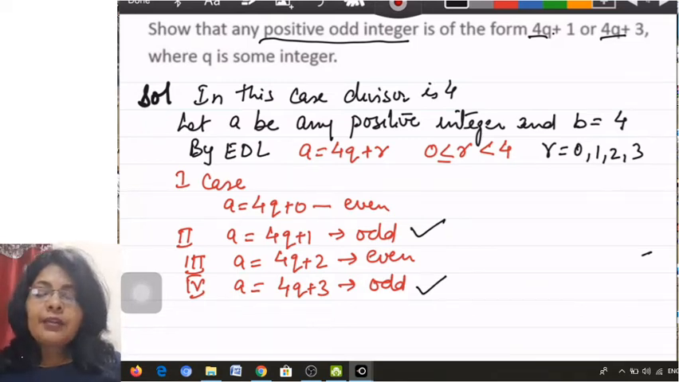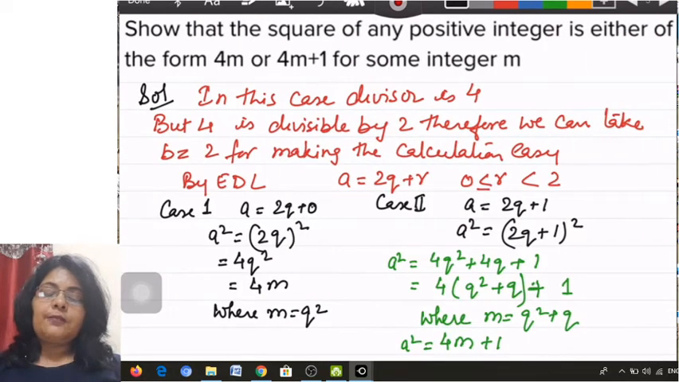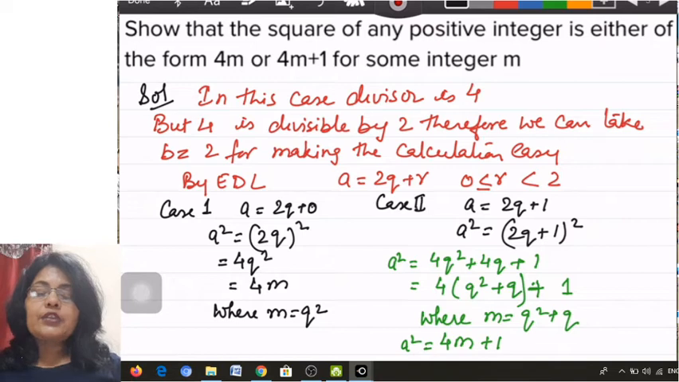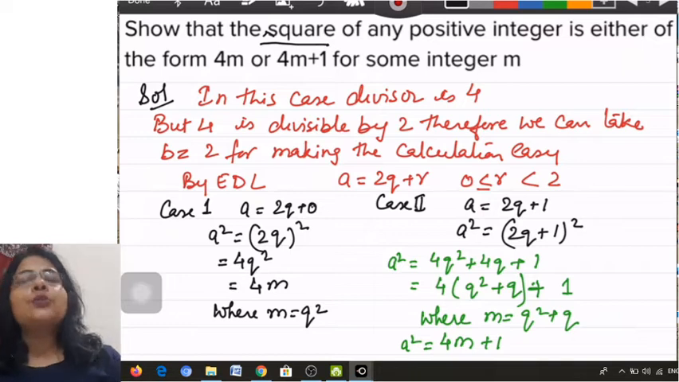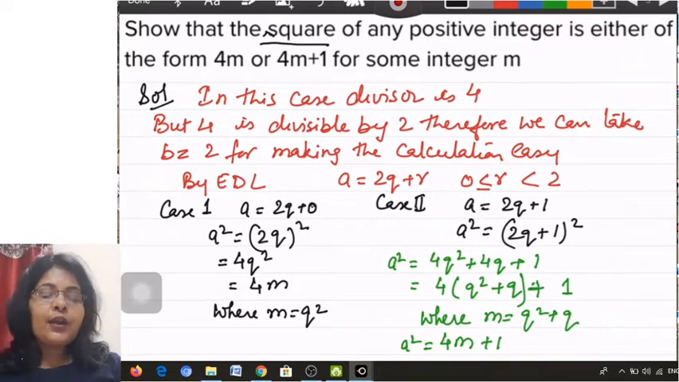Now, a little difference. I am giving this question: show that the square of any positive integer is either of the form 4m or 4m plus 1 for some integer m. This square matters a lot. Earlier, square was not written. Now in this question square is written. So I have told you earlier that this matters.